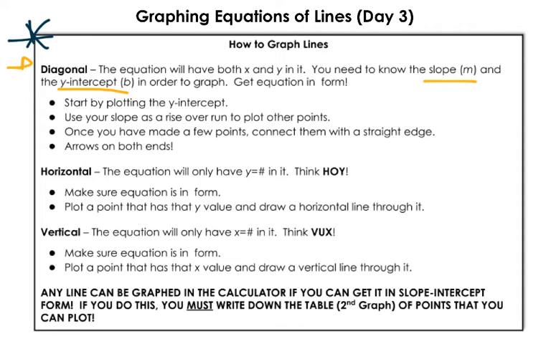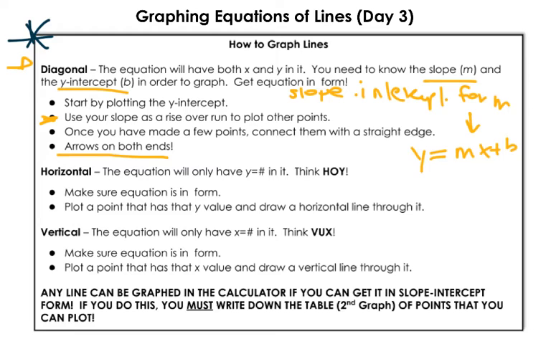Oh, it says in form. That should really be in slope-intercept form. You want to add that to your notes. Start by plotting the point, the y-intercept. Use your slope as the rise over run to plot the point. So that's a really important one. Once you have made a few points, connect them with a straight edge, arrows on both ends. Okay, and to integrate, slope-intercept form is y equals mx plus b.